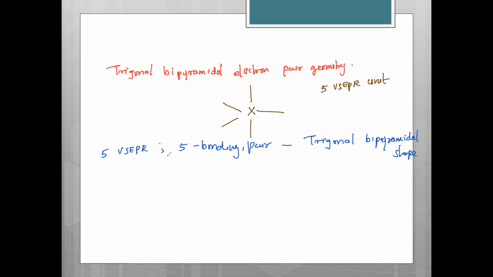Next one. I'll use another color. Here you have 4 bonding pairs plus 1 lone pair. This shape we call the seesaw shape. There are other names, distorted seesaw shape and the regular tetrahedral shape. We will talk about that in detail in the chapter. Next possibility.